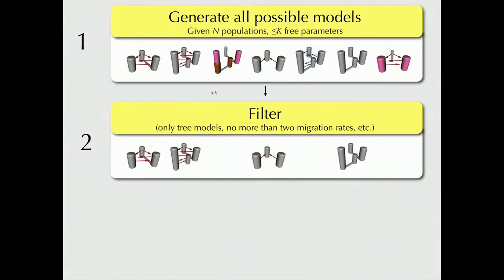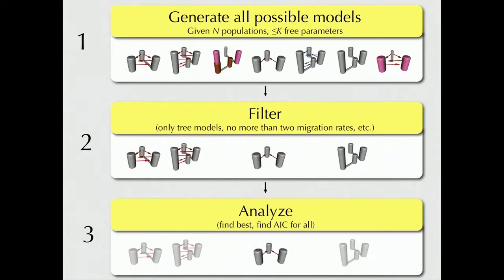And also the filtering. First we create all models and then filter. It'd be easier to filter as we create. And so there's speed ups there we can do. Okay. And after that, we analyze. So we can either find the best model for your data, or we can find for every model the AIC score and the AIC weight for the models.